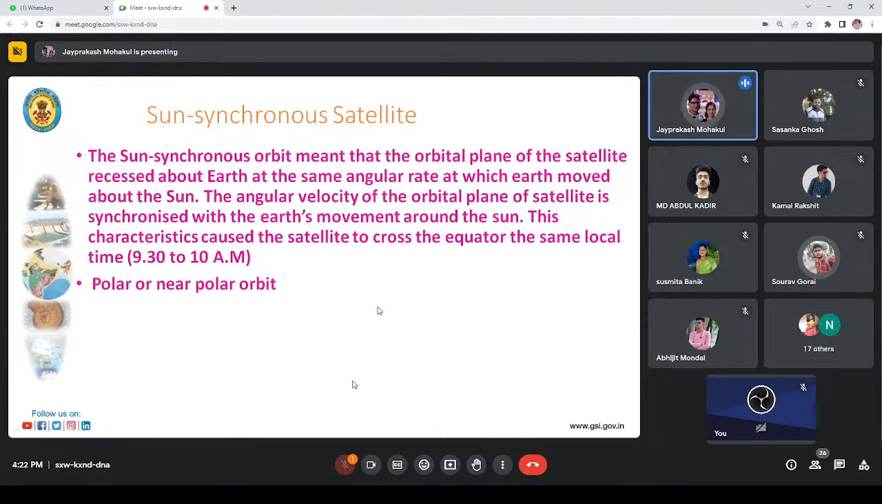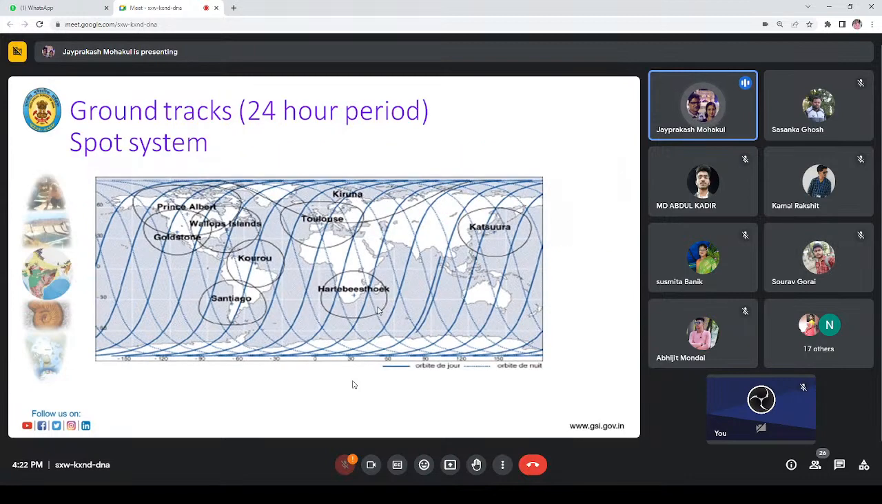So to be this, it has to be a polar or near polar orbit, but remote sensing satellites are normally near polar. If it is only polar, you won't be able to gather information about the complete Earth, right? The overlap will be more at the polar part. So we'll come to those things again.